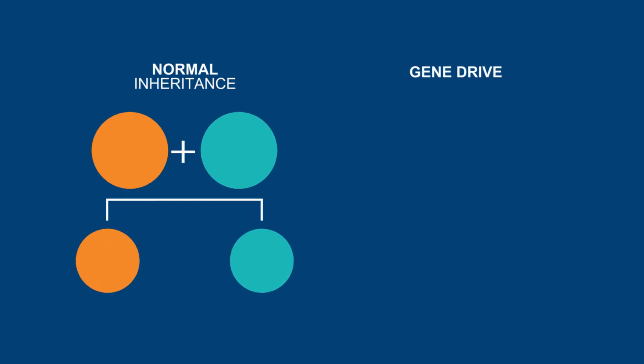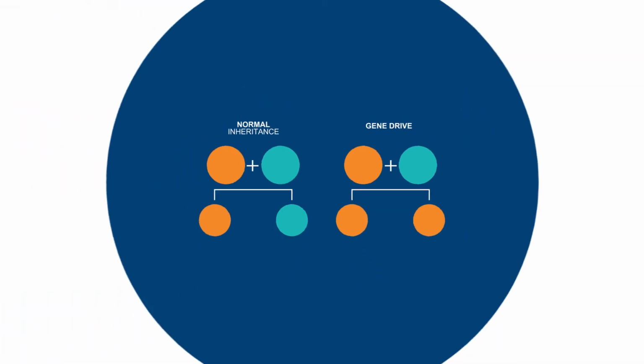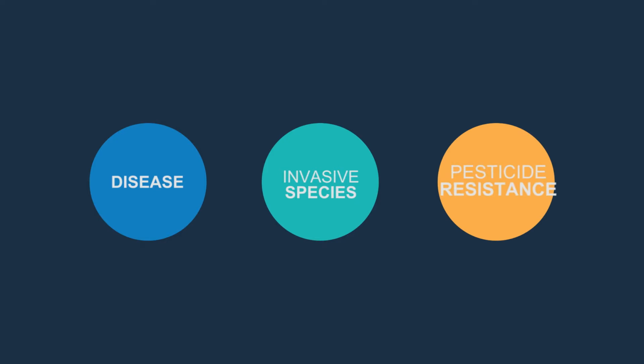That means there's a 50% chance of inheriting either chromosome. What a gene drive does is alter that probability of inheritance and get itself into much more than 50% of the offspring. This is an extraordinary characteristic that makes gene drives a new potential solution for several applications, including but not limited to eradicating or altering disease vectors, such as mosquitoes, controlling invasive species of plants, insects, or mammals, and combating pesticide resistance.